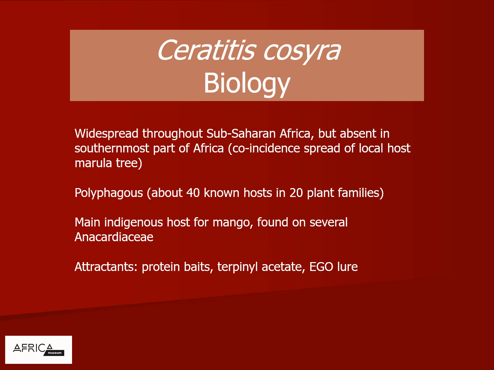It is a polyphagous species, but the host range seems to be more restricted than in Ceratitis capitata. It appears to be found often on Anacardiaceae. One of the main indigenous hosts is marula, and before the arrival of invasive species like the oriental fruit fly, it was the main indigenous pest species for mango. As attractants, protein bait will attract both sexes, but predominantly females. Known male attractants are terpenyl acetate and egolure.